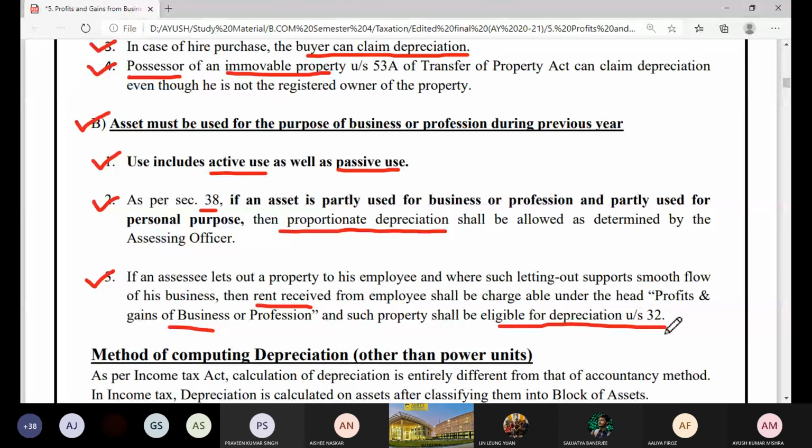Okay, so we'll continue with these things in the next class, where we'll see what is the concept of block of asset and how depreciation can be computed.